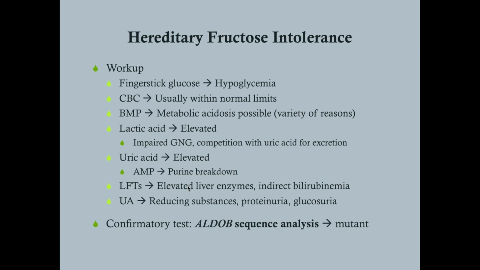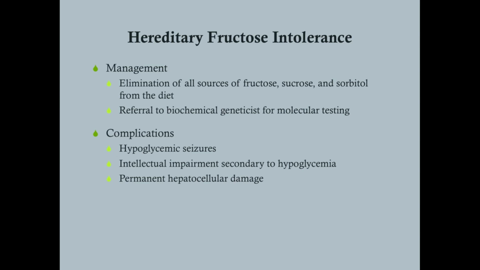Their liver function tests will come back with elevated liver enzymes because of hepatic damage, as well as an indirect hyperbilirubinemia. The urinalysis will show reducing substances because of the excess fructose that gets backed up into the bloodstream, and then signs of their kidney damage, the proteinuria and glucosuria being wasted through the kidneys. When you suspect hereditary fructose intolerance, the confirmatory test is a molecular genetic assay. We're looking for the gene ALDOB, which is the defective gene in hereditary fructose intolerance, and that should come back as mutated. What do we do to manage these patients?